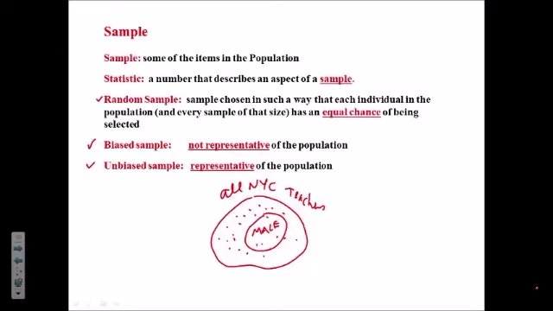Most of the time when we pick samples, we want them to be unbiased. Unbiased means they represent the population. In other words, they look like the population. So we would want our samples to be made up of males and females to look like the population. It should be like a small version of the population. That's what an unbiased sample should look like.